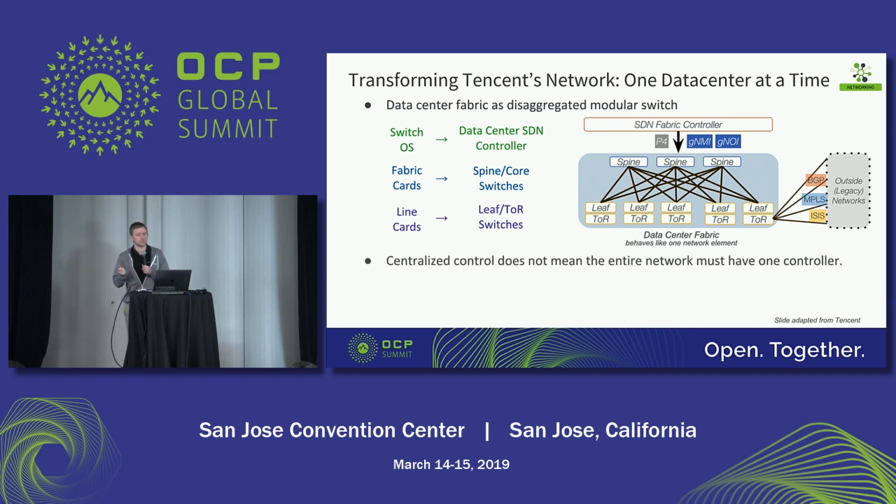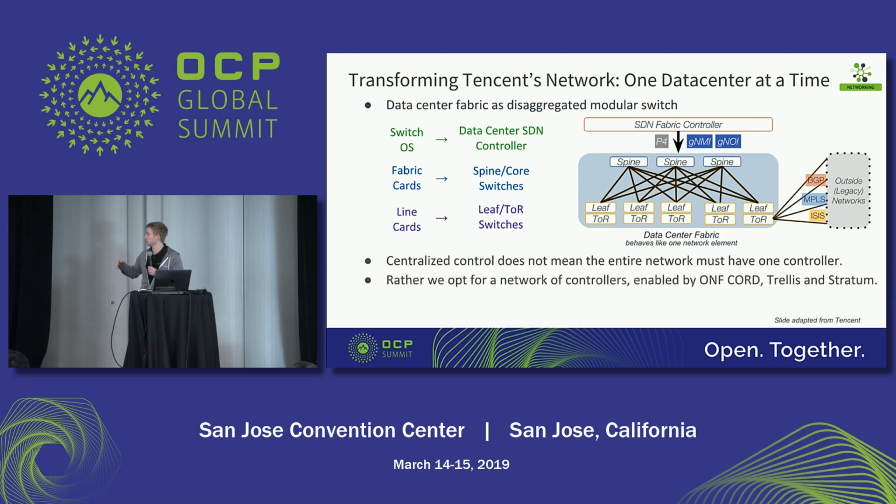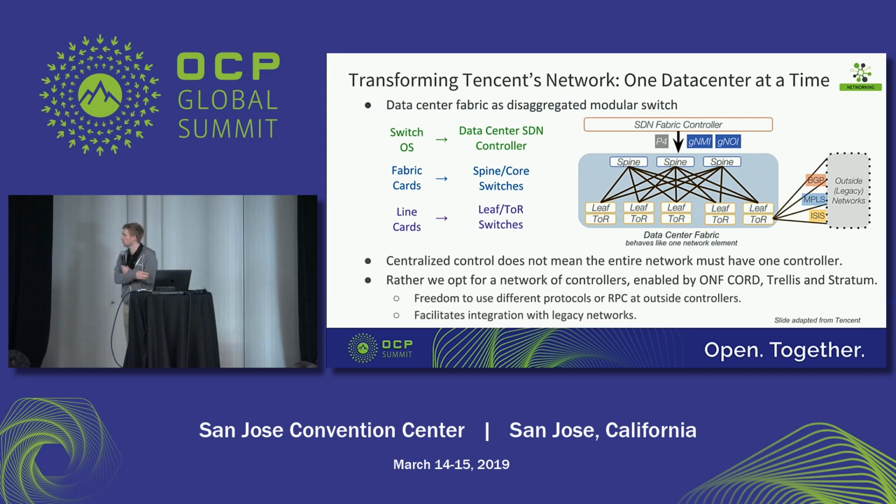It's important to note from Tencent's perspective that this doesn't mean going all SDN all together. In this case, each of these fabric pods would have its own controller. They're looking for a network of controllers that are based on some of the technologies that ONF is providing. This gives you the freedom to use different protocols or RPCs within your network, and then different ones outside. And the goal is that the SDN controller is responsible for the integration with legacy network technologies. You can then replicate this block over and over.